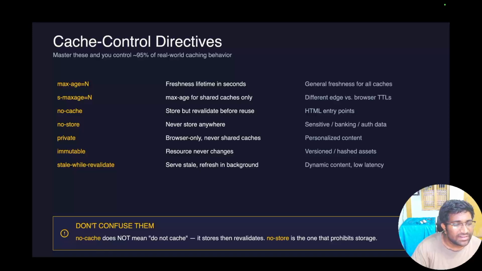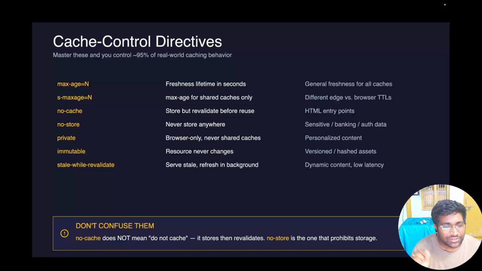Alright, HTTP caching is one of those things that can make or break your app's performance. Yet most developers only really use maybe two or 3 of these directives that I'm showing right now. Today I want to walk you through all the 7 that usually matter, because if you master this, then you can easily hit that 95% benchmark I was talking about. So max-age=n and s-maxage=n. Let's start with these 2.